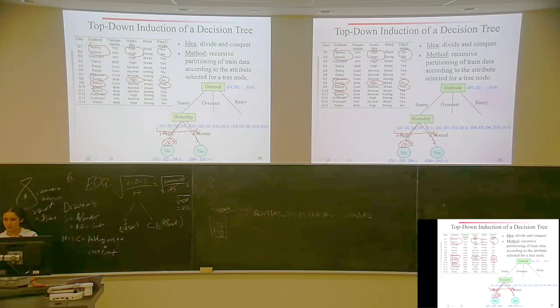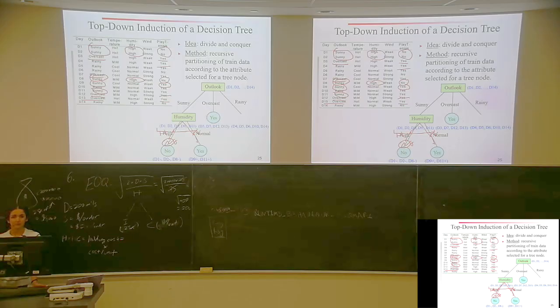So how about outlook overcast? Should we continue splitting? Or do we reach the leaf node again, right? Because outlook overcast is this one, this one and this one. So these 4. And they all belong to class yes. So as you see here, yes, yes, right? So they all belong to the same class. Again, this is the stop condition. So we reach the leaf node, which is yes here.